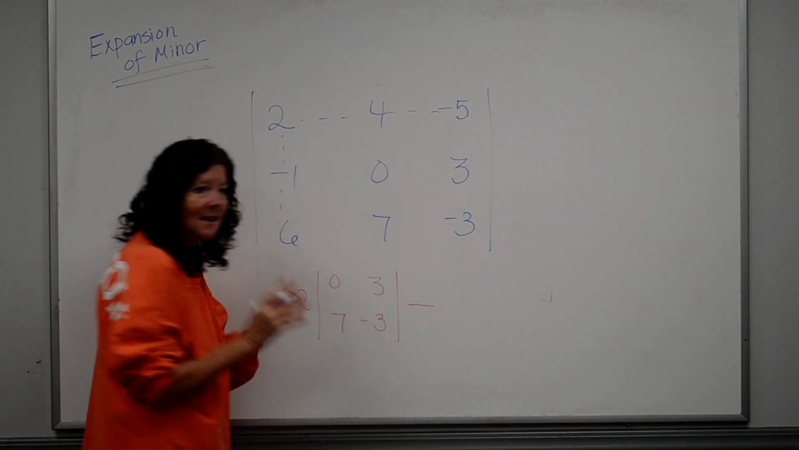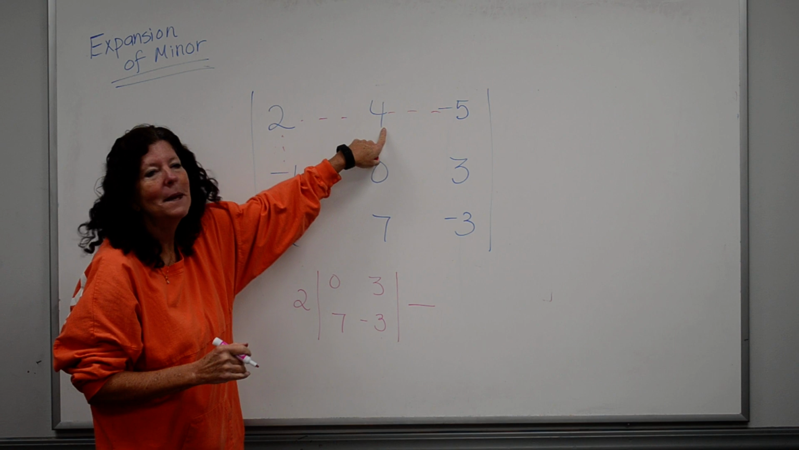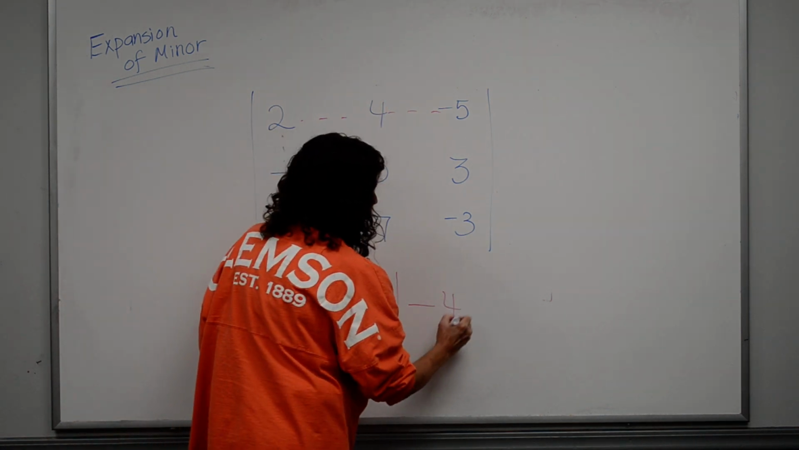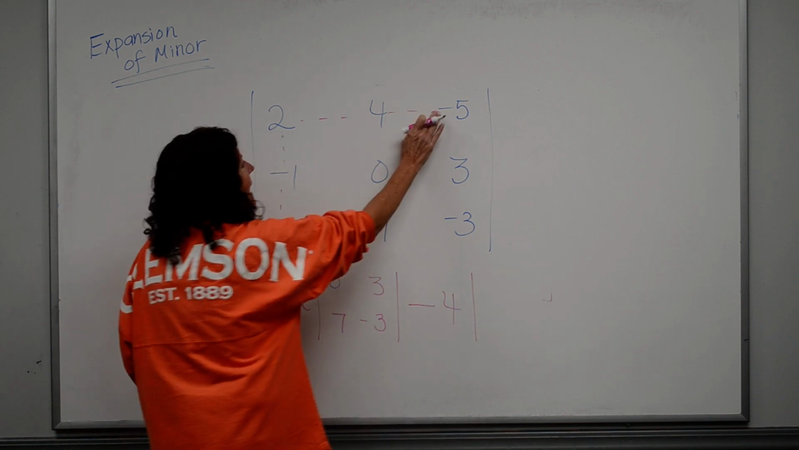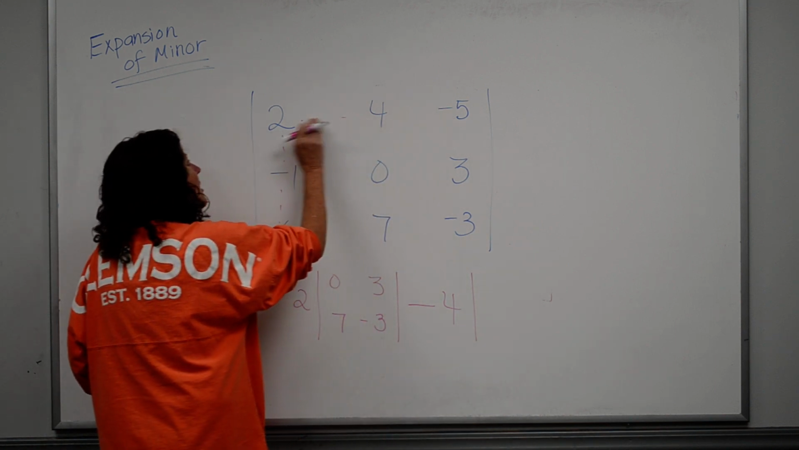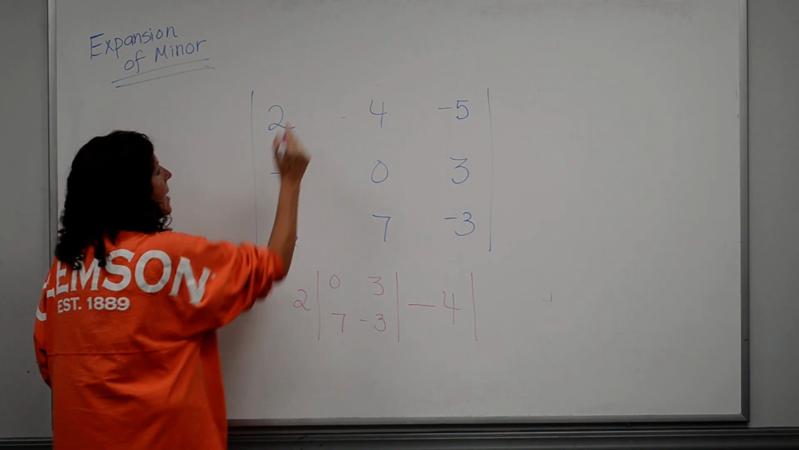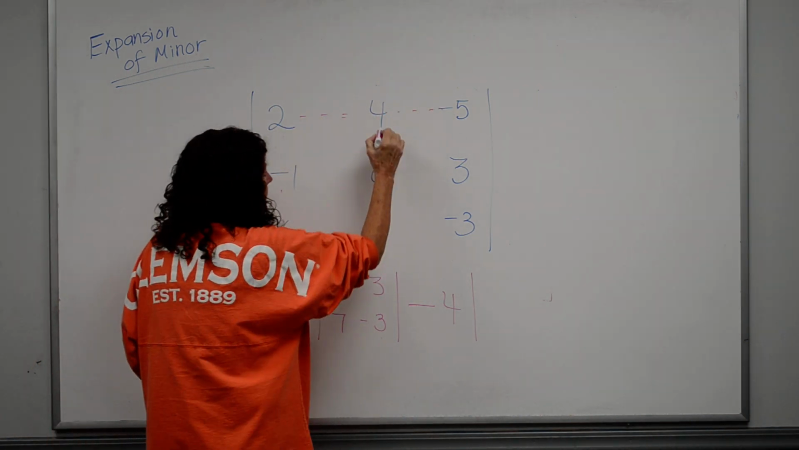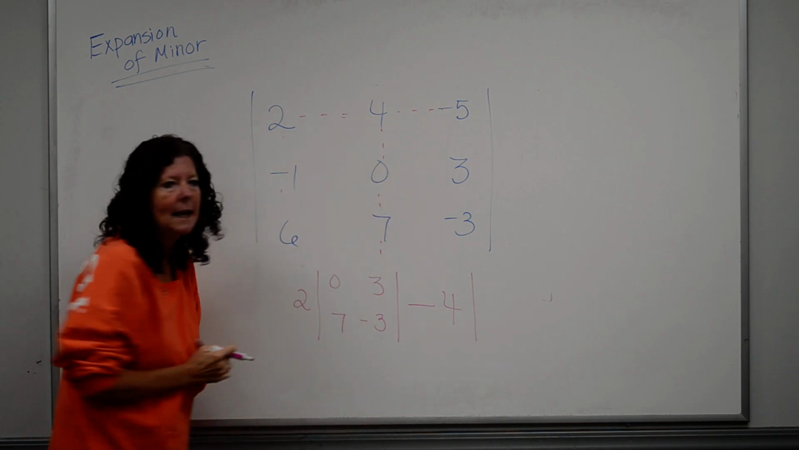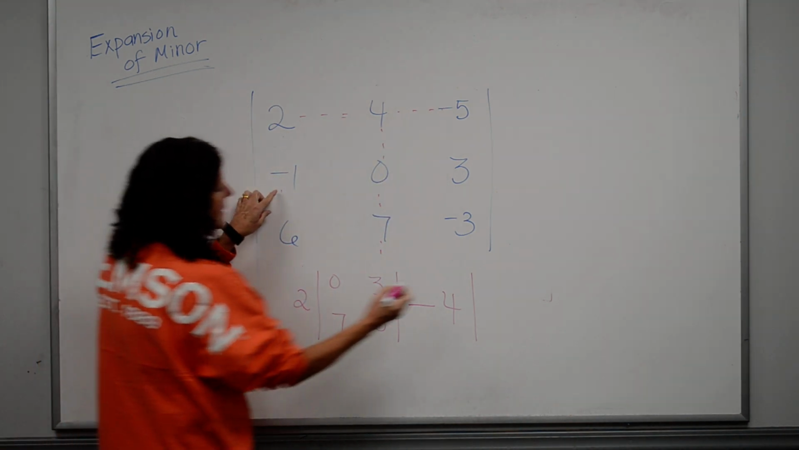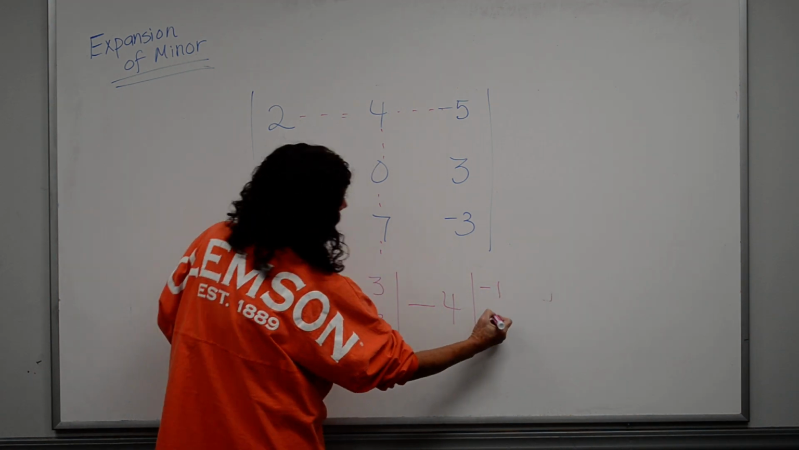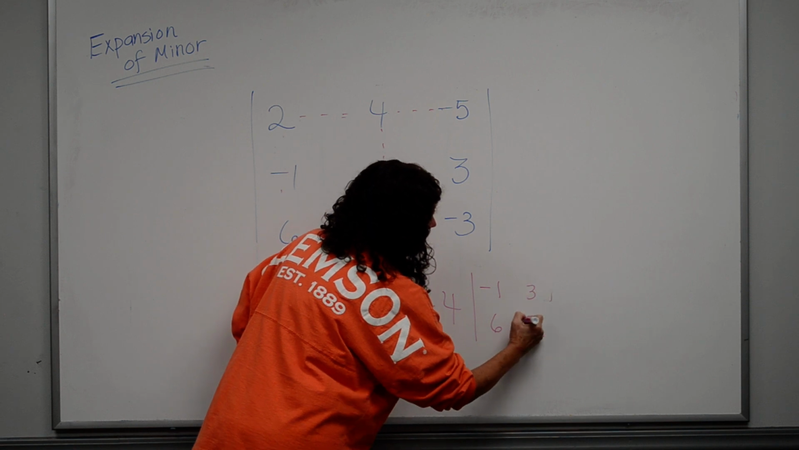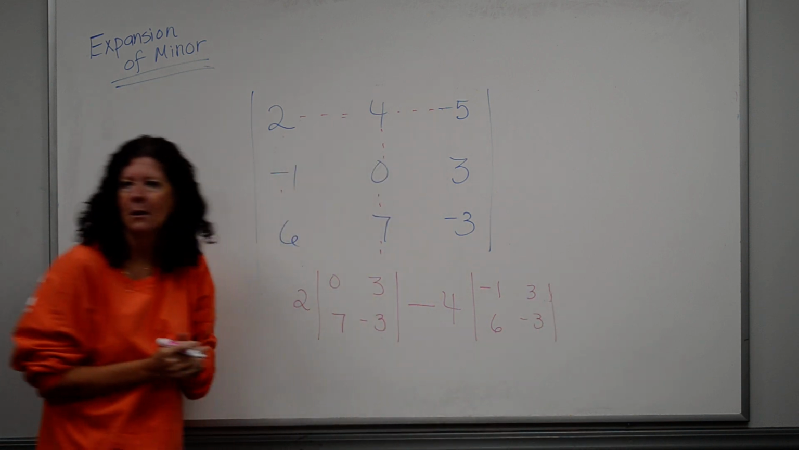I'm subtracting because this is what my pattern says. And I pick the number that is in my first row, second column. So I pick the 4. Then I multiply it by the expansion of its minors. Now that means all the numbers that are with a 4, column-wise and row-wise, are eliminated. So the determinant that I'm doing is -1, 6, 3, and -3. With me so far?